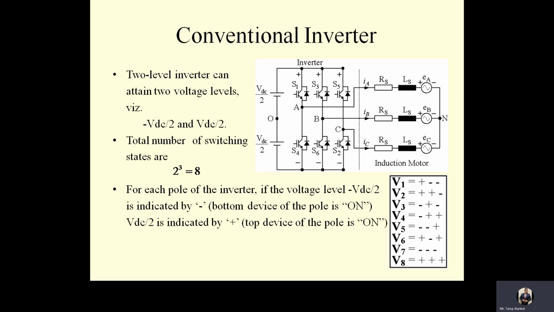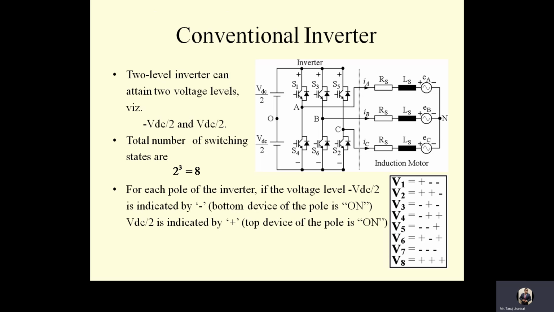These are 8 switching states, and for every switching state, the sign indicated in this box represents the state of switching of inverter pole A, B, C respectively. The voltage space vectors corresponding to these 8 switching states of the two-level inverter are defined as V1, V2, V3, V4, V5, V6, V7 and V8 respectively.